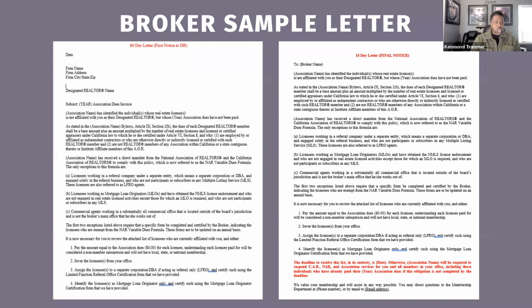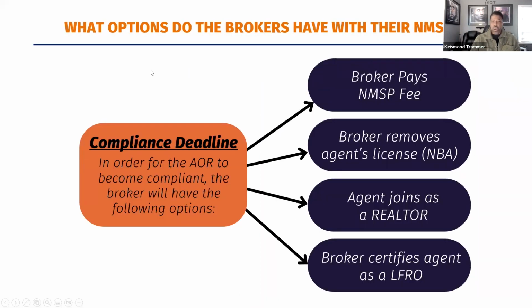So the goal is really to make sure that by March 31st, you have an NMSP score of 97% or higher. And again, I don't mean to continue to go over this, but just remember the broker has options: either the broker is going to pay the NMSP fee, or the broker is going to remove the agent's license and make it MBA, or the agent is going to join as a realtor, or last, the broker can certify the agent as a LFRO.